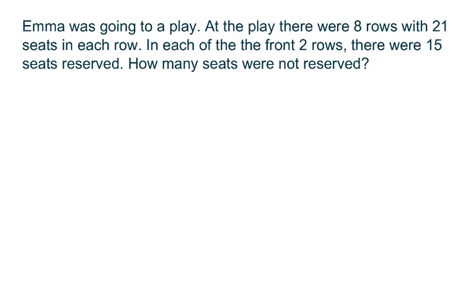I want you to solve this problem. Emma is going to a play. At the play, there are 8 rows with 21 seats in each row. In each of the front 2 rows, there are 15 seats reserved. How many seats were not reserved? Were not reserved is what we're looking for. So go ahead and draw your diagram, figure out the total number of seats, figure out the seats that are reserved, and then figure out what you have to do in order to figure out how many seats are not reserved.